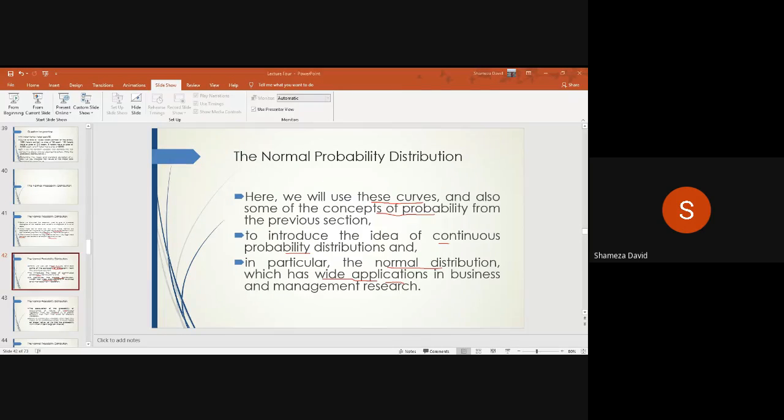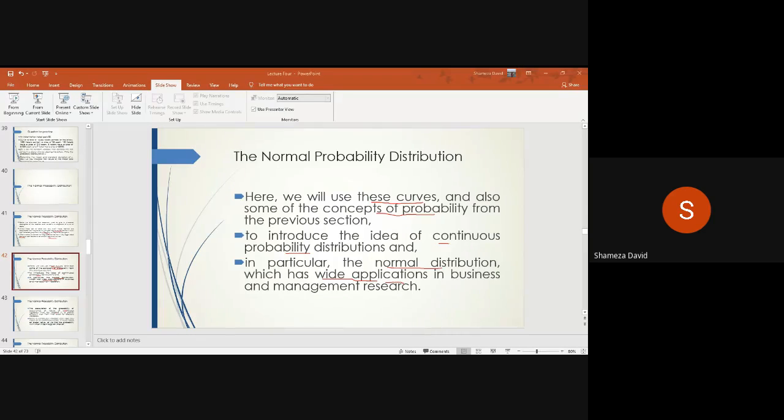Okay. It says here we will use these curves and also some of the concepts of probability. Those are the words you're seeing on the slide that we're on? Can you read the first line? It says the normal probability distribution. Here we will use these curves and also some of the concepts of probability from the previous section to introduce the idea of continuous probability distributions and in particular the normal distribution, which has wide applications in business and management research. Great, thanks. Yes, that's indeed the slide we are on.